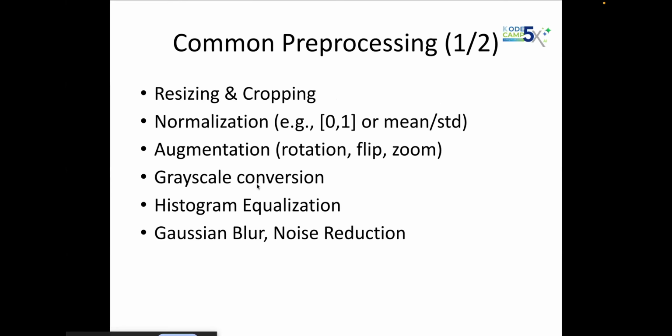Grayscale conversion. Grayscale means converting an image from RGB, the normal image that we have, like this CodeCamp, to black and white.